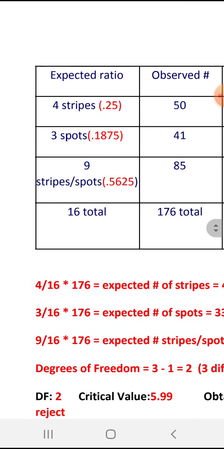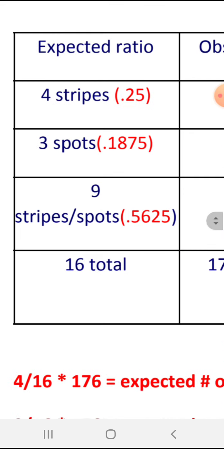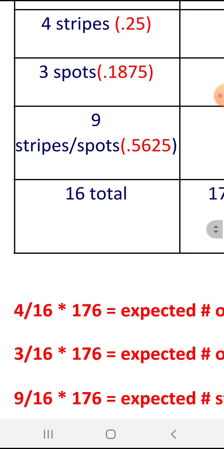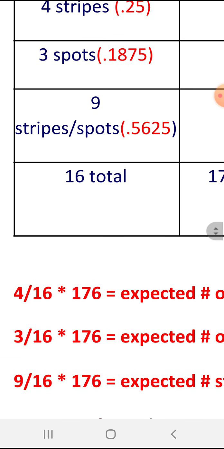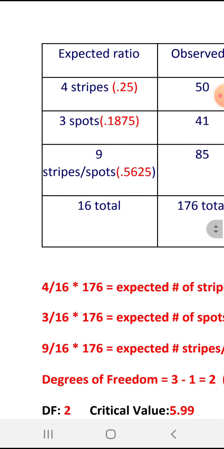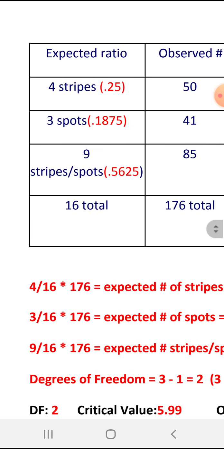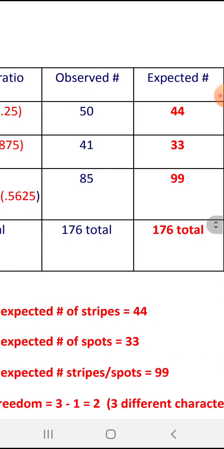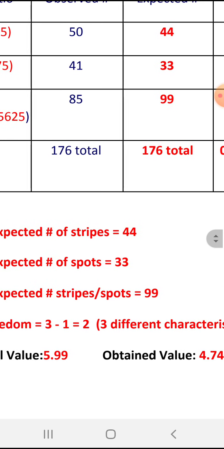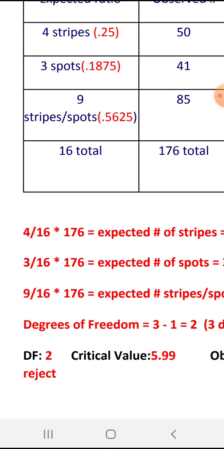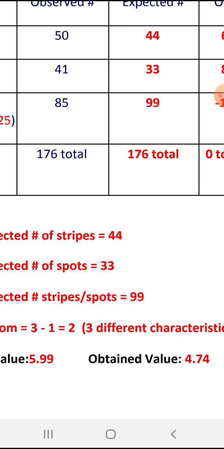And the way you do that is you take each categorical variable, divide it by the total number in this categorical variable, which is 16. 4 plus 3 plus 9 equals 16. And you multiply it by the total observed. So 4 divided by 16 times 176 equals 44. 3 divided by 16 times 176 equals 33. And 9 divided by 16 times 176 is 99.